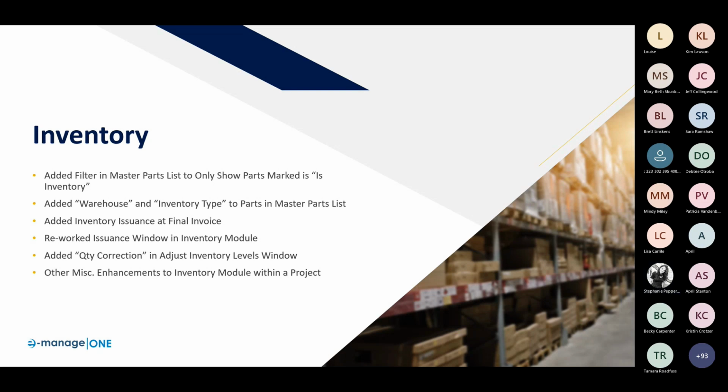Sorry about that. So at the final invoice, it will prompt you that you have some inventory on that particular order and that you need to make sure that it's been issued. All right. We also reworked the issuance window in the inventory module. It's just a little bit more user friendly. So if you don't issue it at the final invoice, you can go and manually issue things in the actual inventory module.